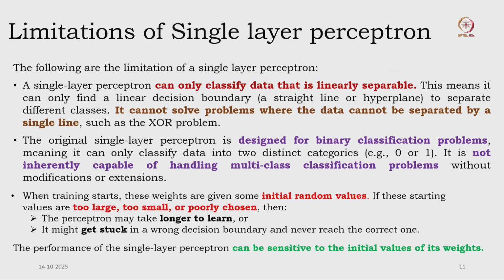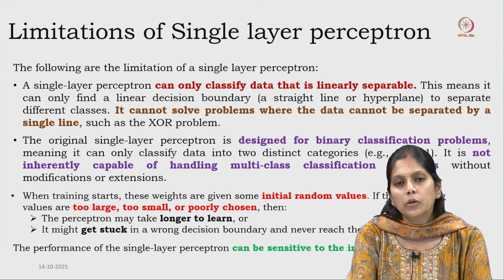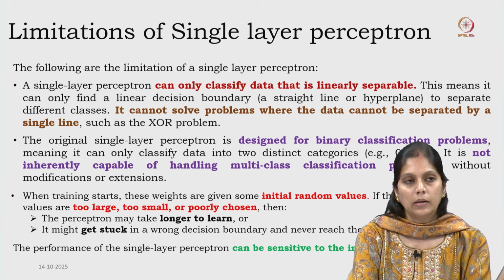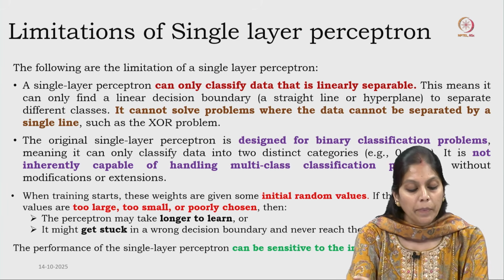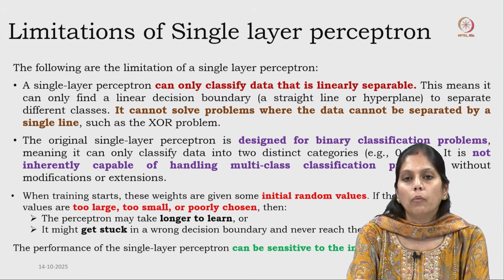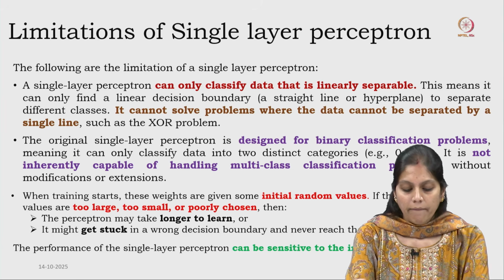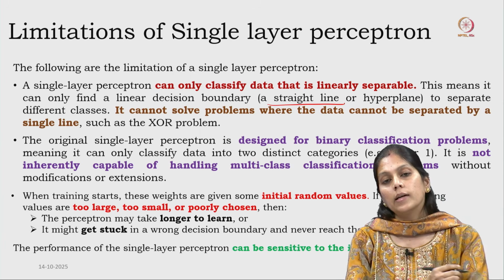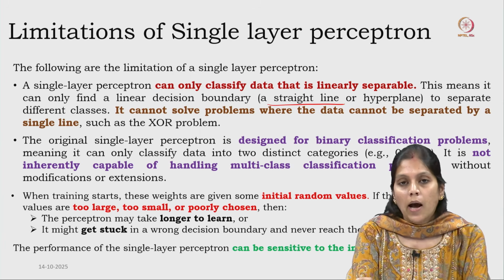Okay. So, with this we have come to the end of the theory part of the single layer perceptron, where we will see what the limitations of the single layer perceptron are, and why we will not use the single layer perceptron much to solve real world problems. First of all, from all the concepts and topics that we have seen, we have understood that a single layer perceptron can only classify data which is linearly separable. What is linearly separable data? It is where you can separate two classes using a straight line or a hyperplane.